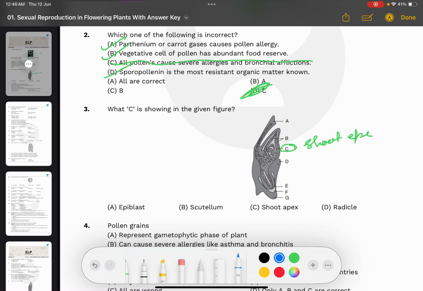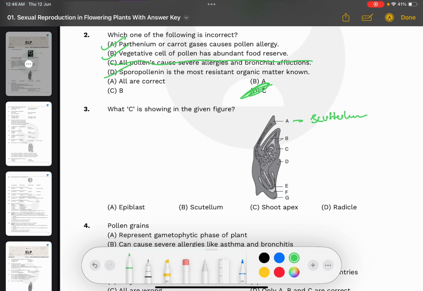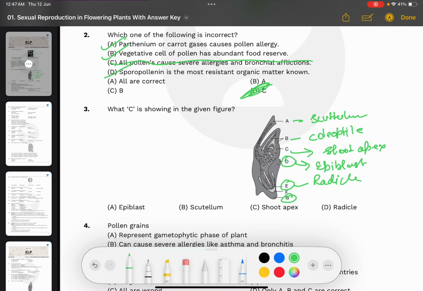Let me name all of the parts so that I can recall them if further questions arise. First of all, this is what we call the scutellum. After that we have the B portion, which we call the coleoptile. After that, C is the shoot apex. After that we have the D, which is called epiblast. After that we have E1, which is the radicle. After that we have G1, which is called the root cap, coleorhiza.